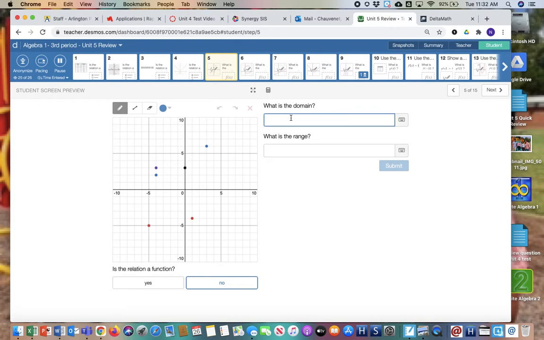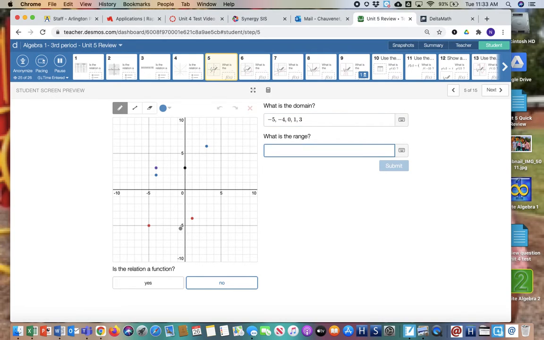Now let's answer what the domain is. So the domain are all of the x values. Remember, x goes left and right. So basically, we're just looking for what are the x values for these different coordinate points. So this x value is at -5, so I'm going to write -5. Both of these x values are at -4, so I'm going to write that. This has an x value of 0, so I'm going to write that. This has an x value of 1. And lastly, this has an x value of 3.